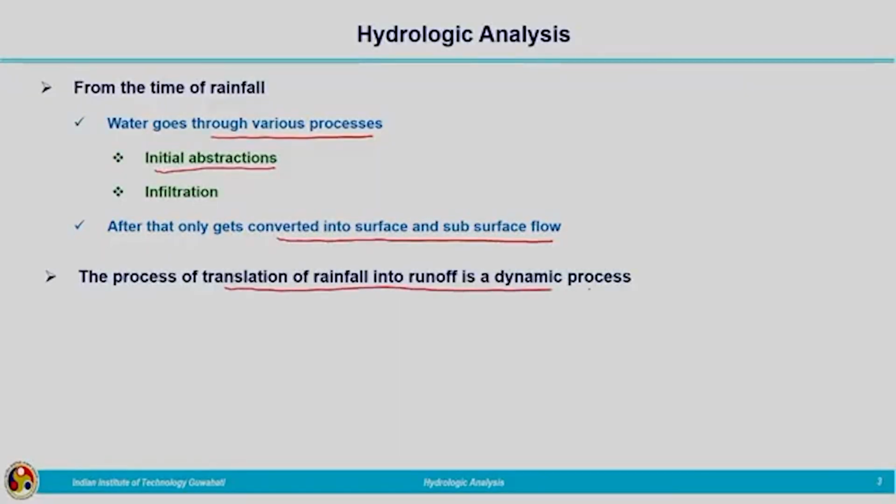So before it reaches the outlet of a watershed as runoff or interflow or base flow, many processes will be taking place. The process of translation of rainfall into runoff is a dynamic process, because of satisfying this storage. We have studied different types of storages present on the surface of the earth and beneath the surface of the earth. So once the storage components are satisfied, then only the runoff or the overland flow starts. That is very complex and also non-linear.